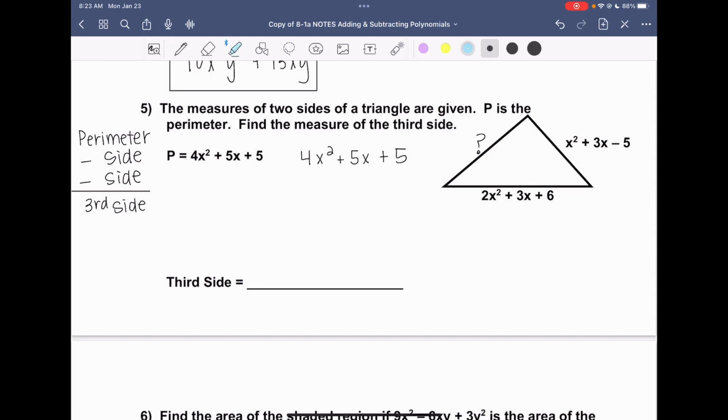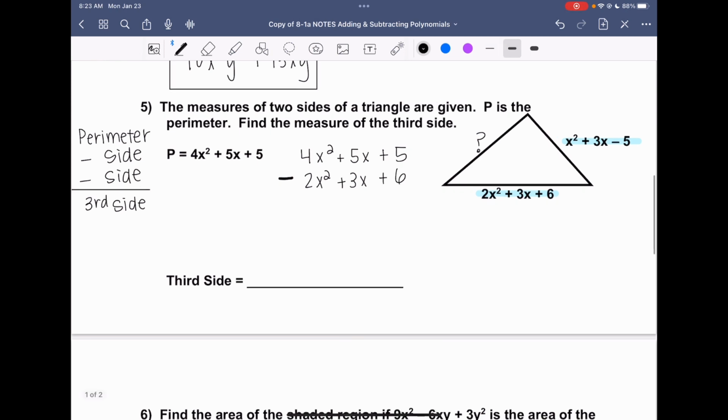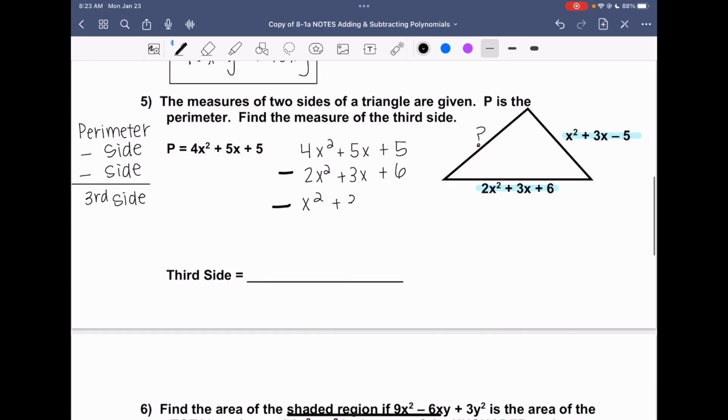So I'm going to subtract both of these sides I have. So I'm going to subtract 2x squared. Remember, I'm going to line everything up. Plus 3x. Plus 6, and then I'm going to subtract x squared plus 3x minus 5. Okay, so if I wanted to create my columns, I could. So then I just subtract straight down.